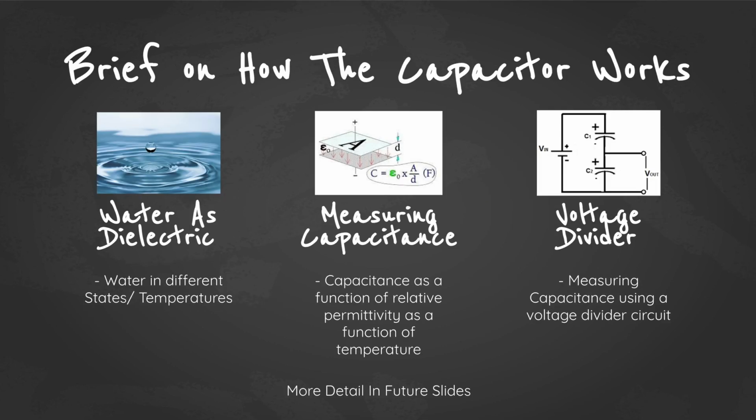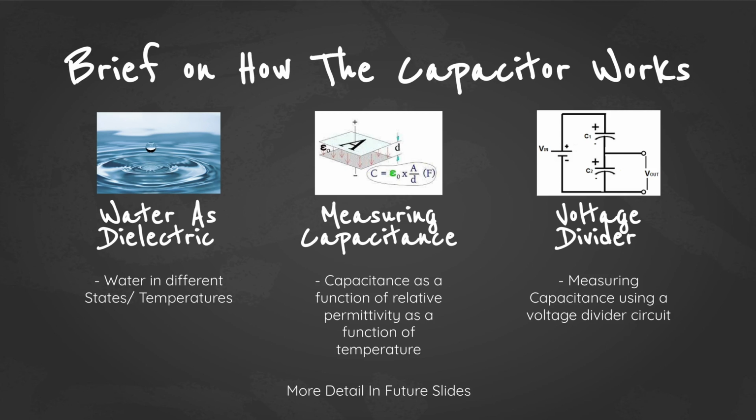Now a brief look into how our capacitor works. Essentially, water will be our dielectric, and we're going to be measuring the different states of water and its influence on the dielectric constant. You may be wondering, why are we using water as a dielectric? Essentially, water has a very good range for the dielectric constant depending on different temperatures. At 0 degrees Celsius, the water's dielectric constant is about 88, and at 100 degrees Celsius, the water's dielectric constant is about 55.8.